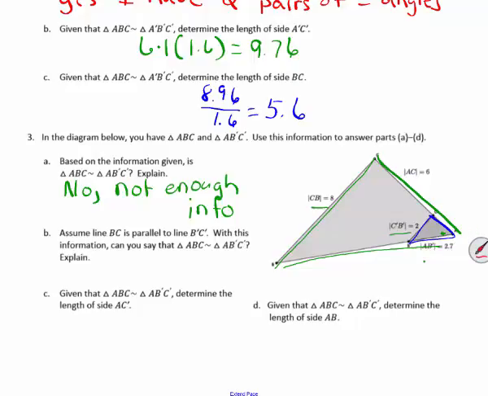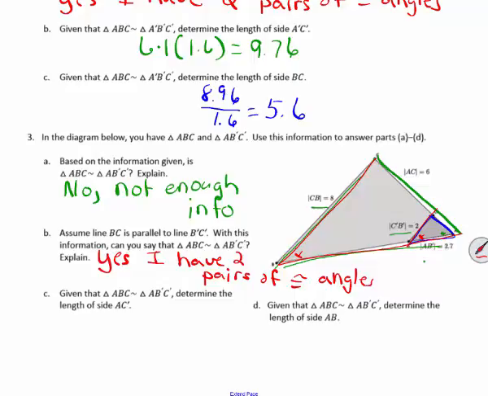Part B, assume that line BC is parallel to B prime, C prime. So now we're saying, oh, now I have parallel lines. And when I have parallel lines, and this one is my transversal, I know that this angle is congruent to this angle. Now I have enough information. So now can I say, yes, I have two pairs of congruent angles. Right, I can say that.